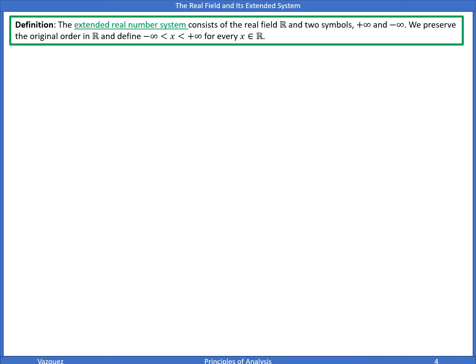So next we're going to look at the extended real number system. And then we'll be done. We'll be using it later on, but there's not much to it for now. The definition is: the extended real number system consists of a real field R and two symbols, positive infinity and negative infinity. And we're going to preserve the order in R, the real numbers. We define negative infinity to be less than x for every real number, and positive infinity to be greater than x for every real number.